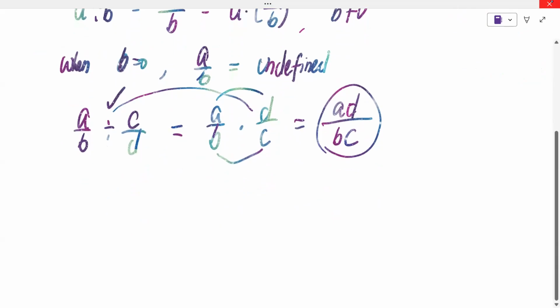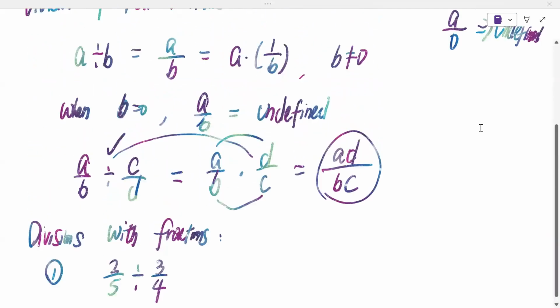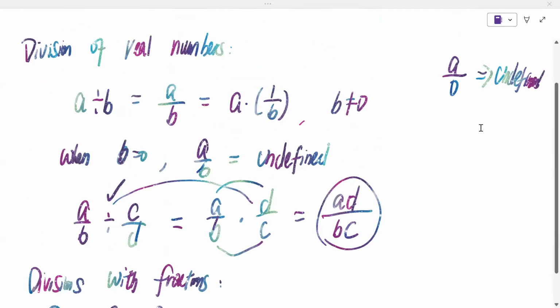Now, let's look at some of the examples here. Divisions with fractions. So example number 1, let's say we have 2/5 divided by 3/4. Hello, Professor. I'm sorry. Can you please go up real quick, for a few seconds? Sure. Go up a little bit, right? Okay. Yes, so I can take a look. Sure. Okay, thank you.